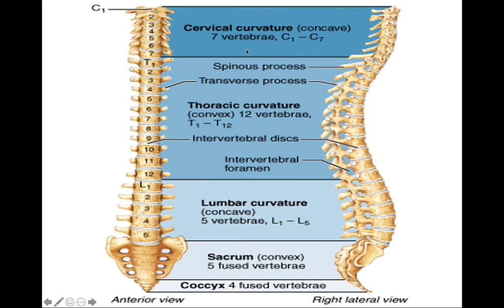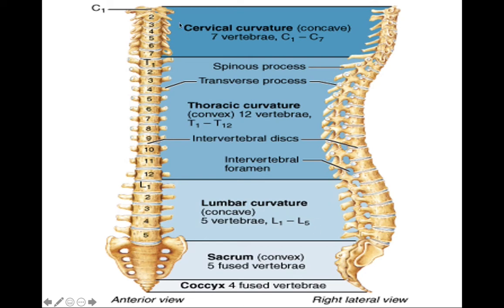Now, each of these vertebrae are named based on their number. So for example, we have C1, C2, C3, C4, C5, C6, and C7. These stand for cervical 1, 2, 3, 4, 5, 6, and 7. And the thoracic vertebrae are named the exact same way. We have T1 through 12, and we have lumbar L1 through 5.